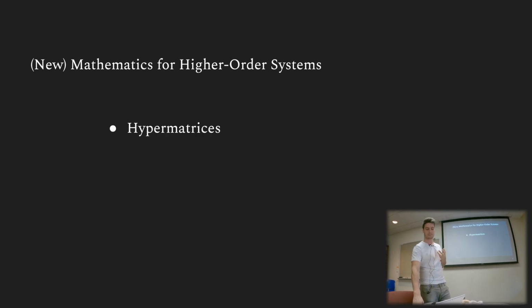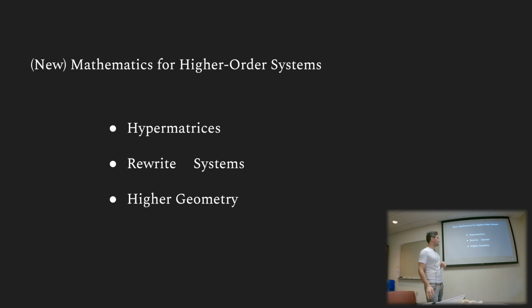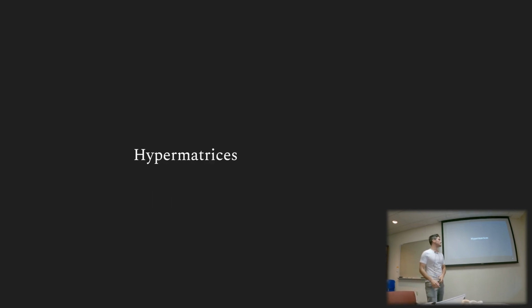There are 3 mathematical objects that I want to introduce today. One is hypermatrices, the other is rewrite systems, and the other is higher geometry as a general idea. These sound like fancy names, but really, you will see it's quite accessible. Hypermatrices are quite elementary. Hypermatrices are just extensions of matrices. Matrices we're all familiar with from high school.